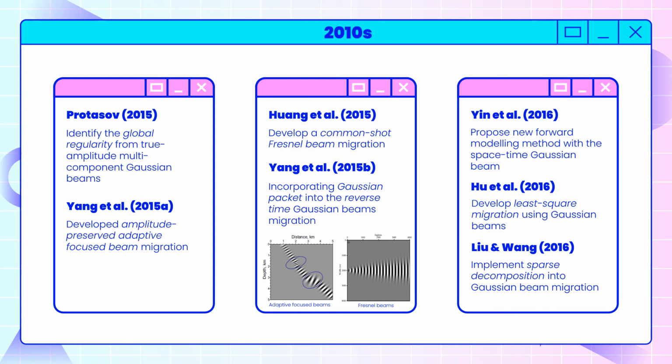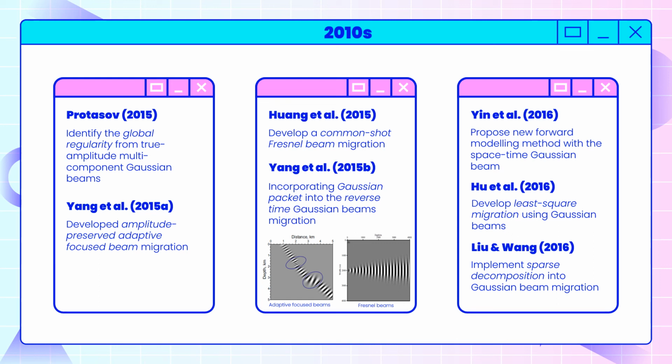in 2015 developed an amplitude-preserved adaptive focus beam migration which can resolve the imaging contradiction between the shallow and deep regions. Huang et al. in 2015 developed a common shot Fresnel beam migration based on wave field approximation of Gaussian beam by limiting the beam's effective half-width with Fresnel zone radius to cater for complex topography.